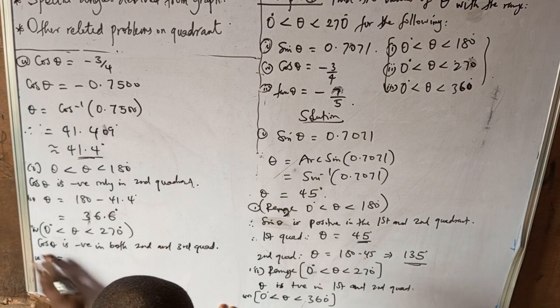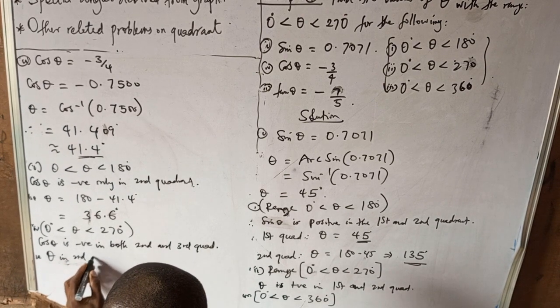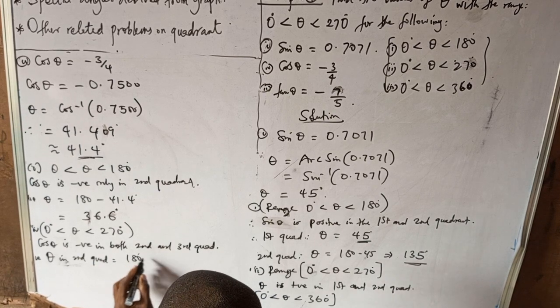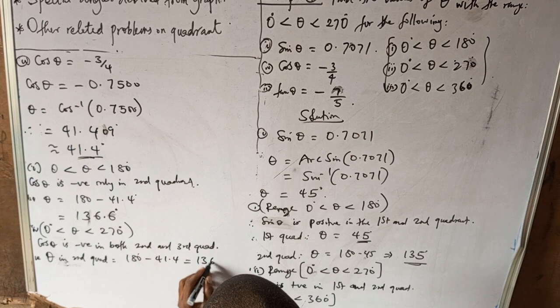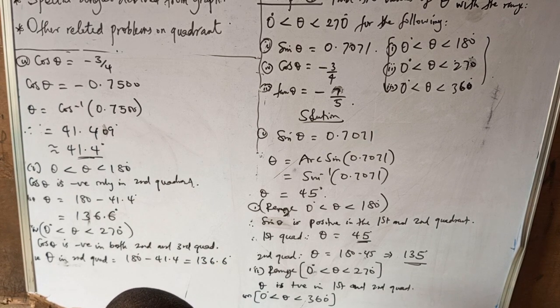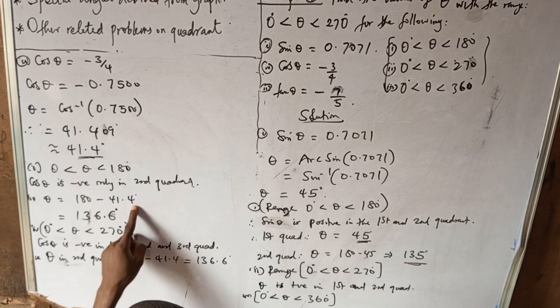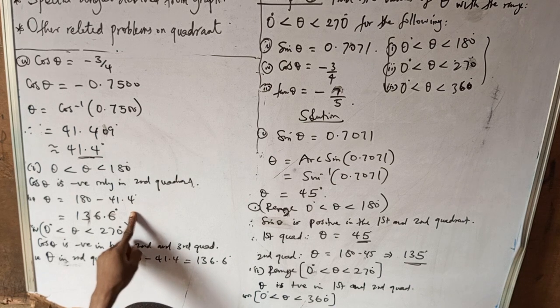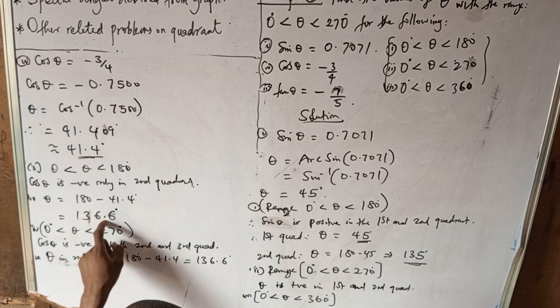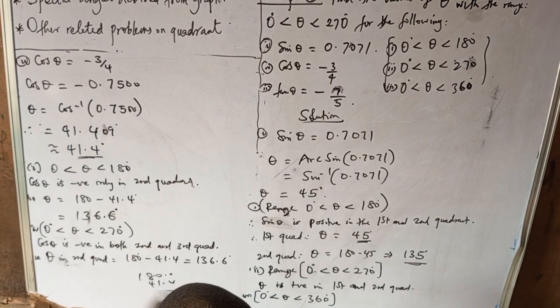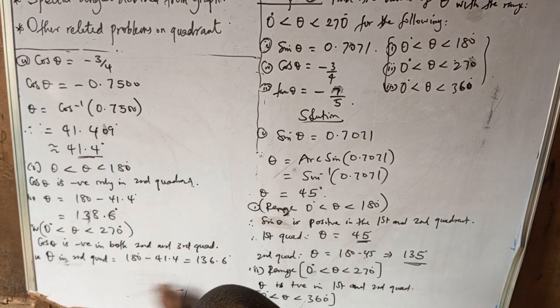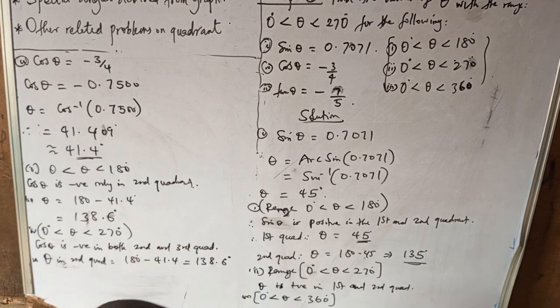So that is our theta in the second quadrant. The value of theta in the second quadrant is going to be what? 180 degrees minus 41.4, which gives us 138.6 degrees. So that's the first value here.